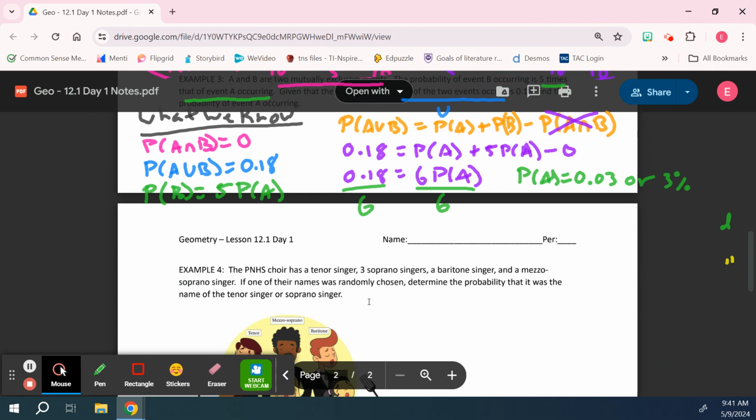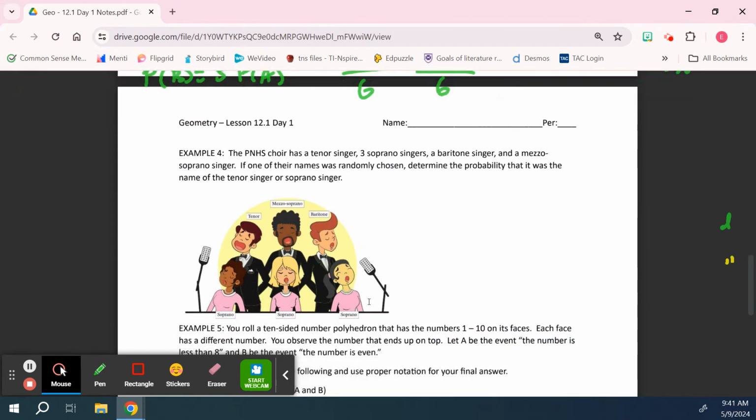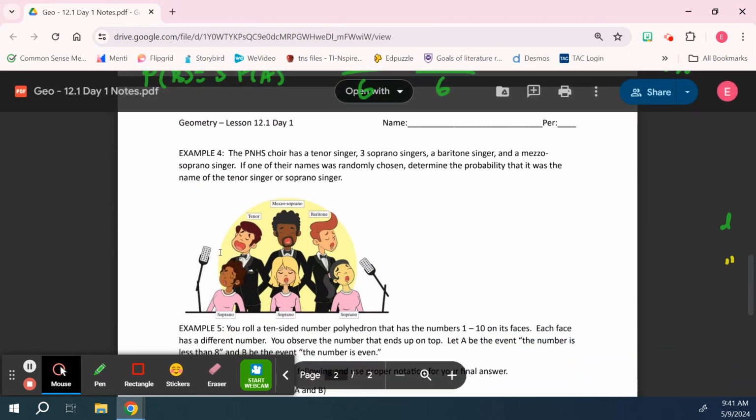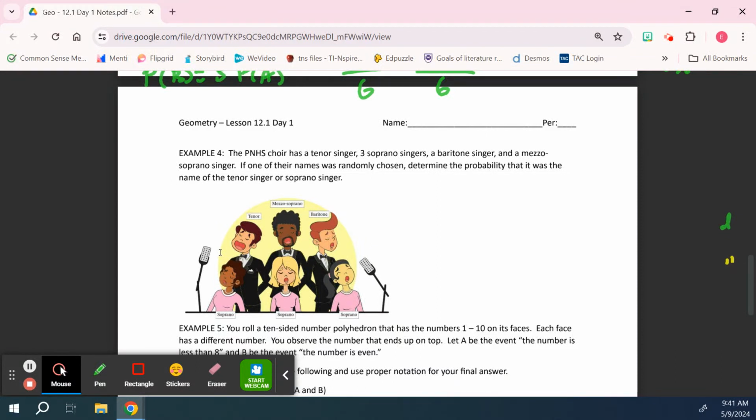Okay. All right, example 4, the PNHS choir has a tenor, 3 soprano singers, and a baritone singer. A baritone singer and a mezzo-soprano singer. If one of their names was randomly chosen, determine the probability that it was the name of the tenor or the soprano singer. So the first thing we need to ask ourselves is, are the tenor and the soprano a mutually exclusive event? Yes or no?